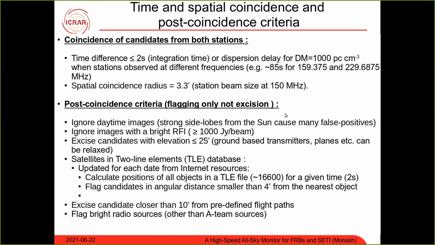Their orbital parameters are described by two-line elements. So I would produce what I call a database, but really a huge file of more than 16,000 objects. And for a given transient candidate, I would calculate positions of all these objects at the time of the image. And if there was any object closer than 4 degrees from my transient candidate, I would flag this candidate as potentially a satellite with the name and ID of this satellite.